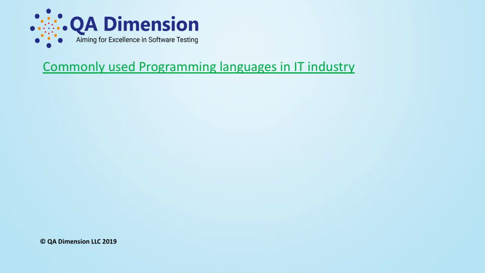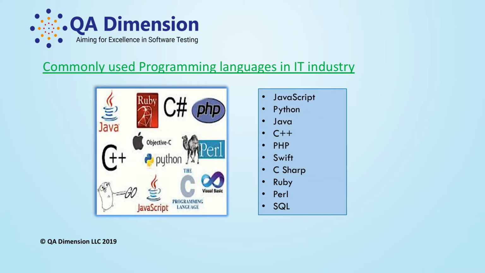Now let's see a few examples of the common programming languages used in the IT industry. There are a number of programming languages out there, but we're going to talk about the top 10 programming languages being used in developing software. The first is JavaScript, then Python, Java, C++, PHP, Swift, C Sharp, Ruby, Perl, and SQL. Those are the programming languages very commonly used in developing software.